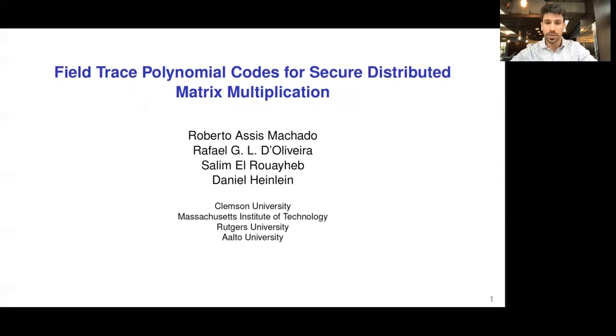This work is about field trace polynomial codes for secure distributed matrix multiplication. I'm going to start by introducing a scheme for secure distributed matrix multiplication introduced by Shang and Tandon.